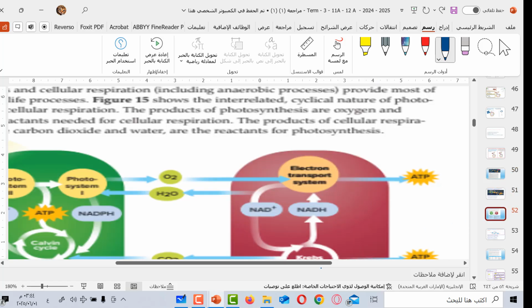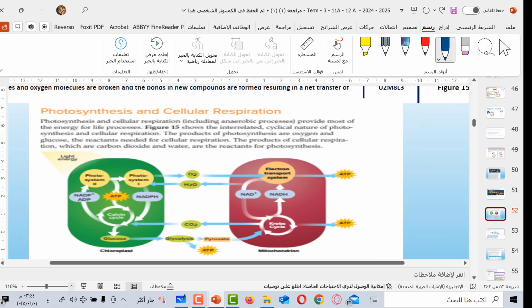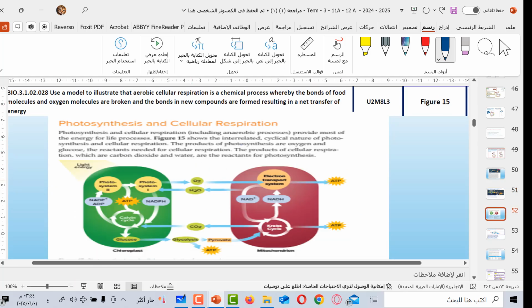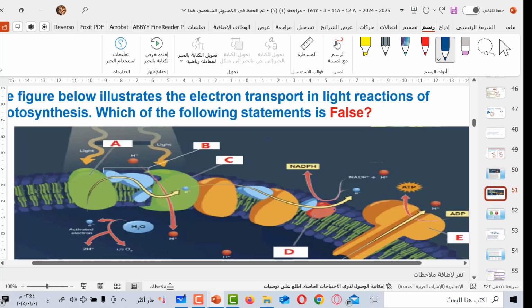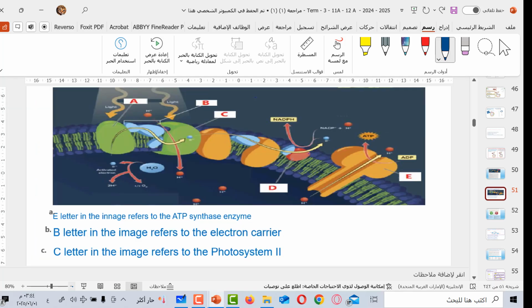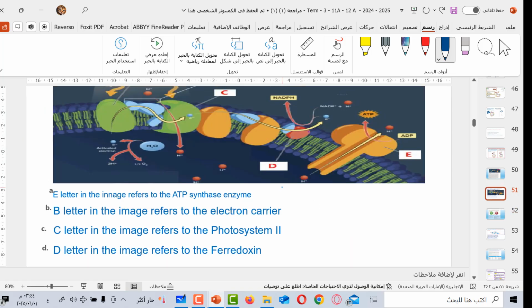Let us see the last slide, our last question on the flow of energy. It asks about this picture. The figure below illustrates the electron transport of the light reaction of photosynthesis, not respiration, so it's not here. I'll transfer it after that to the right place.